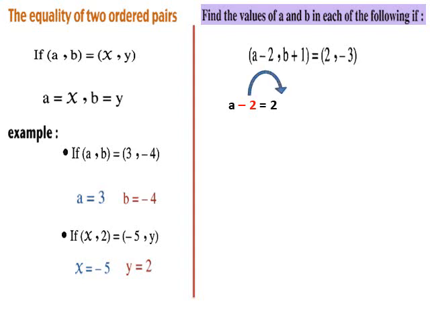So it goes to the other side with negative or positive? Yes, it's negative here, it's minus, so it goes to plus. That's wonderful. So a equals 2 plus 2. So a equals 4. Now I have come to the value of a.